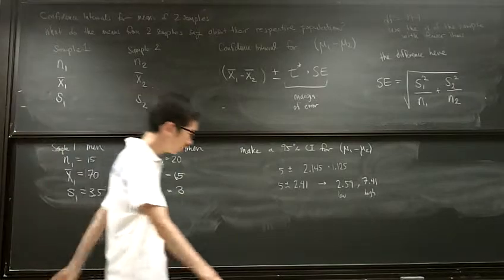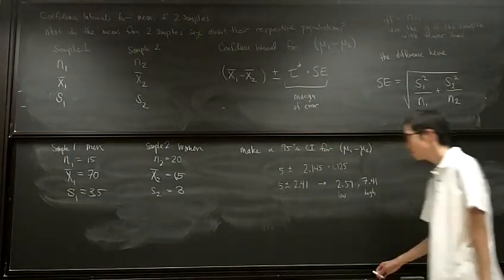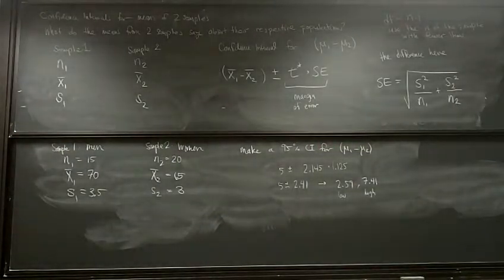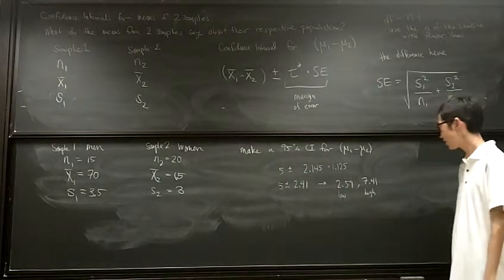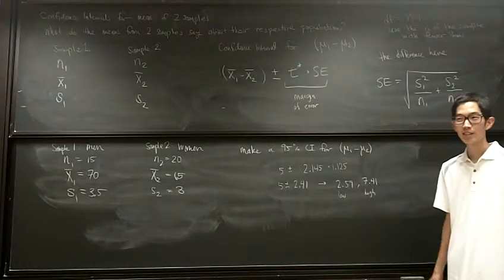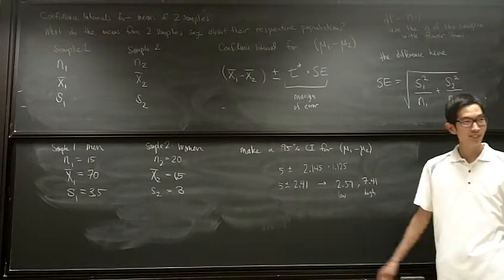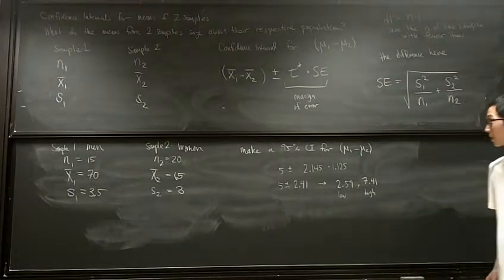Get this for an answer? No? Wait, not done yet. Maybe? Not yet. A low of 2.59 to a high of 7.41. Yeah? No? Yeah, no, done.